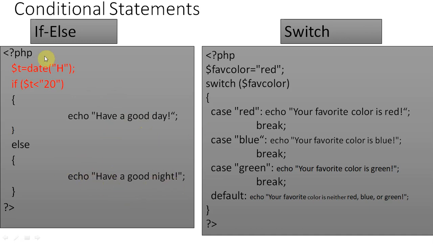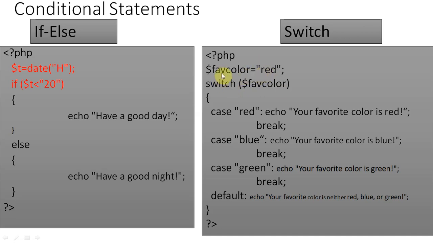Here we have only two options, but suppose we have multiple choices, 10, 20, or 50 choices. In that case it is advisable to use the switch statement. You can see here the favorite color variable, and this is a variable because it is prefixed by the dollar sign. In this variable we have stored the value red. Now we are using the switch statement, applying the multiple choices. Favorite color is already red.